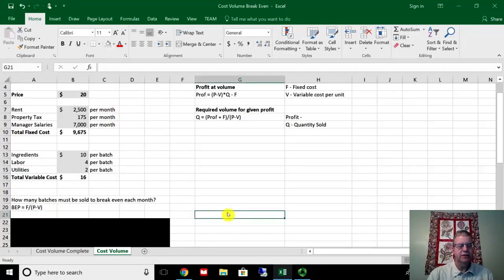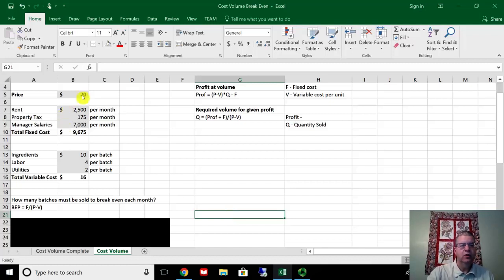So the first question has to do with break-even point. How many batches must be sold to break even each month? If we just look at it and don't worry about a formula for a second, let's say a month went by and she only sold 1 batch of cupcakes. Or let's make it easier. Let's say she sold no cupcakes.